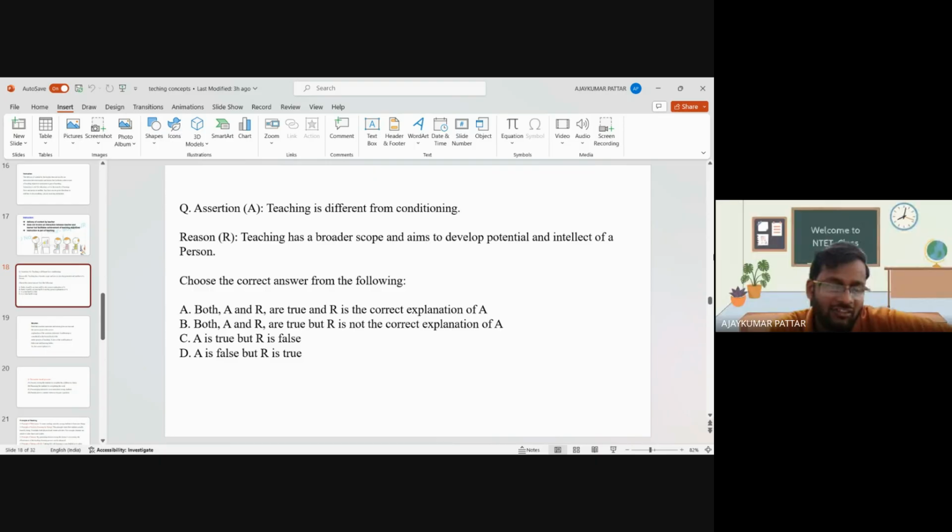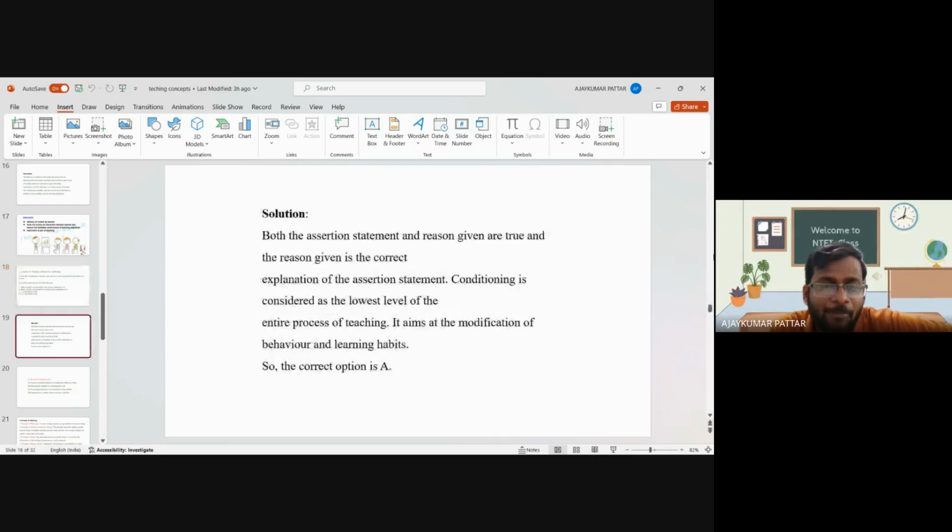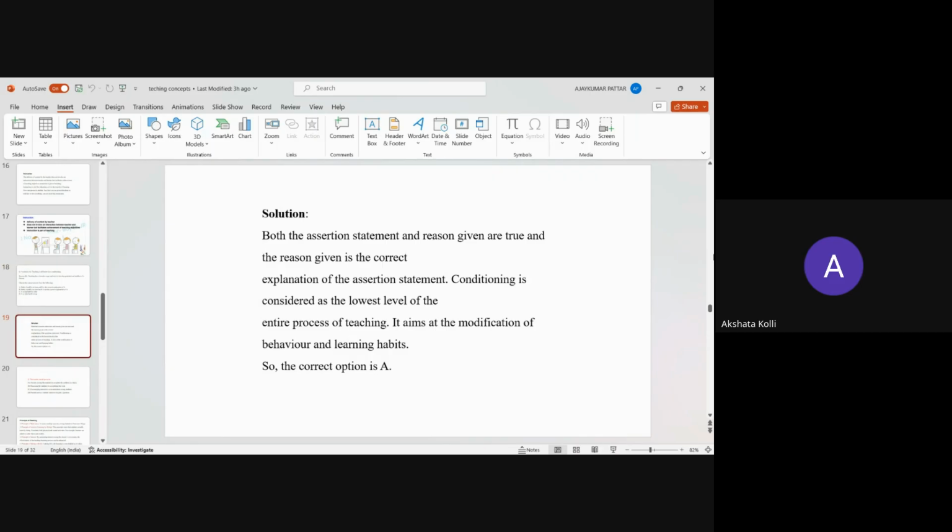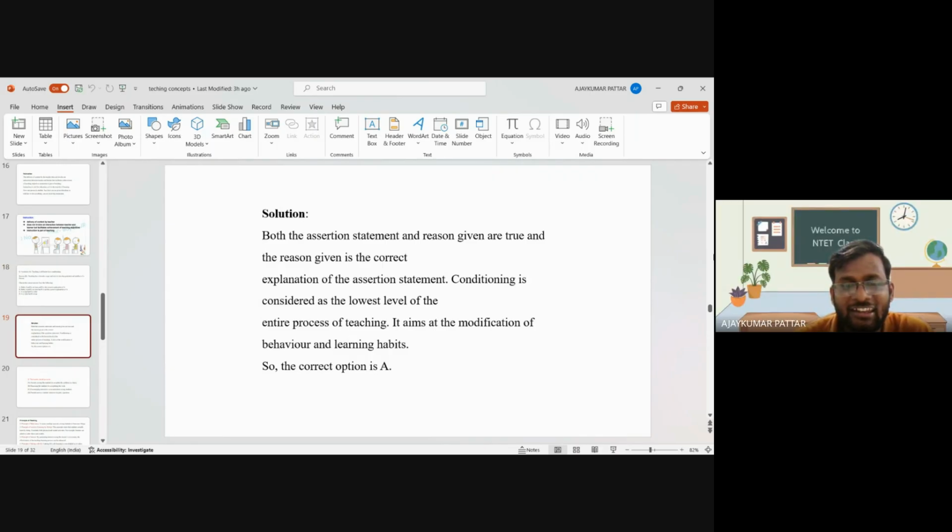B. So we will see the answer. So solution: both assertion and reason are given true, and the reason is correct because teaching is different. Teaching gives the intellectual action. That's why this explanation is supporting the statement A.